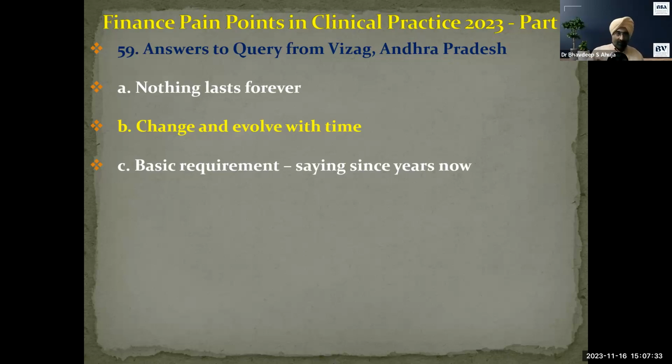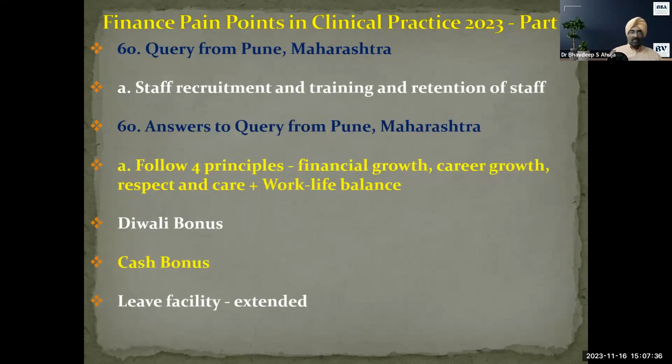So last query for the day, query number 60 from Pune, Maharashtra. Staff recruitment, training and retention of staff. The standard 4 principles: give them reasons to stay with you. Give them an annual hike. Upgrade their skills. Don't abuse them even in private. Whatever feedback you have to give, give it in a closed chamber. Even if your spouse is a dentist, don't give that crude feedback in front of her or him.